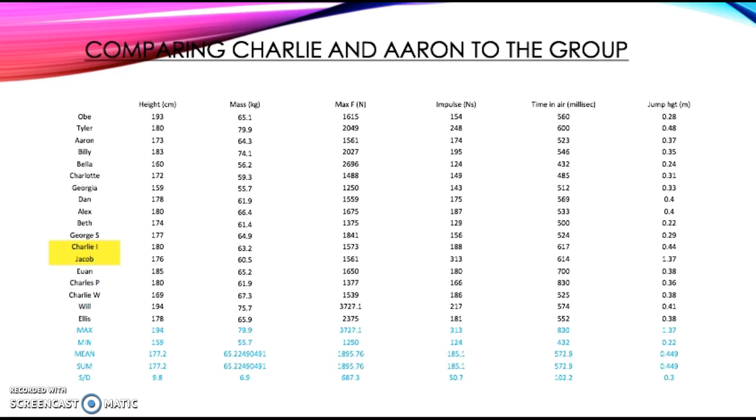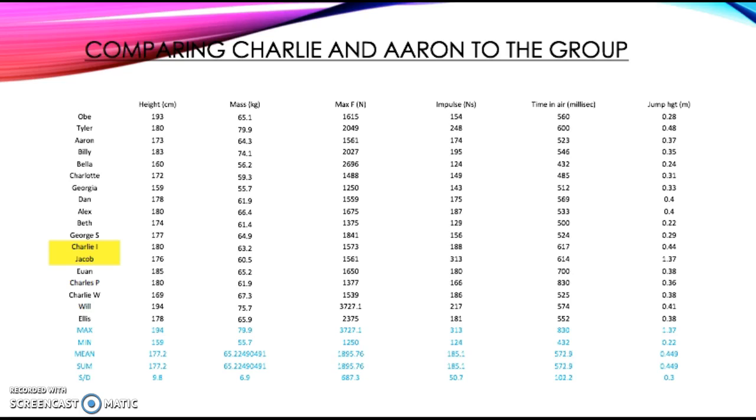Finally, Charlie has a larger max force, 1,573 newtons, whereas Aaron has a smaller max force, 1,561 newtons. Charlie and Aaron are both below the group average, but Will's data seems to be an anomaly which can affect the average of the entire group because it is very different to all the other data.